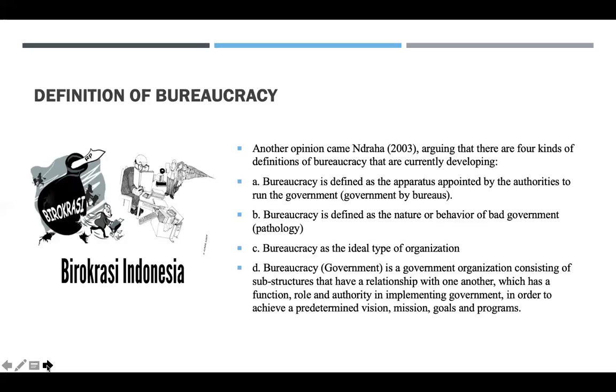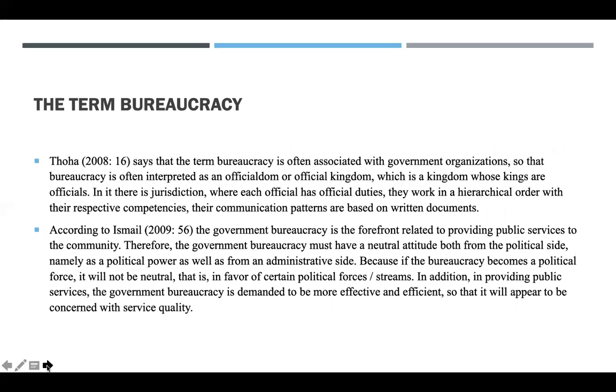So the question is, which one of the four kinds of definition by Draha 2003 is still happening in Indonesia, or happening in your country, like Modou in Gambia? Which definition still exists until today, maybe the first, second, third, or fourth definition? Please give evidence to prove your argument. So that's for our discussion.